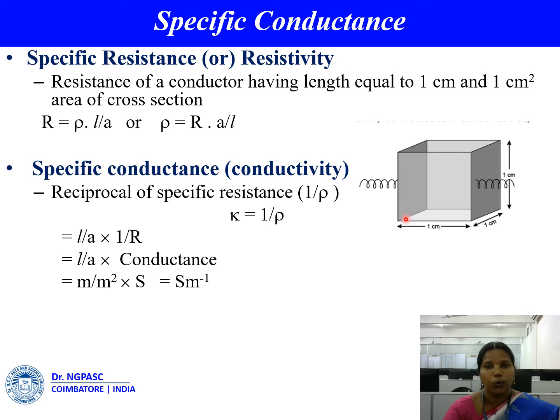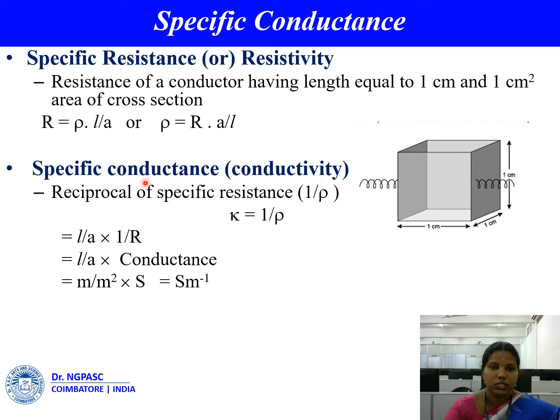Now let us see what is specific conductance. Before that, we want to know what is specific resistance. It is the resistance of a conductor having a length equal to 1 centimeter and area of cross section 1 centimeter square. Here we can see the mathematical expression R is equal to rho into L by A, where L is the length and A is the area of cross section. It can be rewritten as rho is equal to R into A by L.